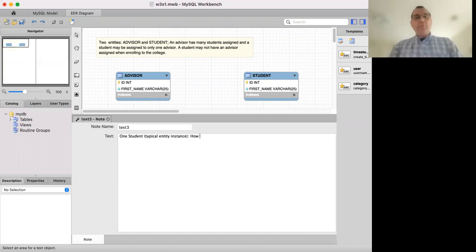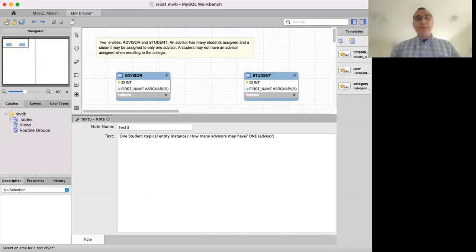So how many advisors may a student have? And here again, if we look at the specification, we have an advisor has many students assigned, and the student may be assigned to only one advisor. So I can have only one advisor. And so I know that I cannot have two advisors for the same student. So the maximum is one. So the typical will be one.